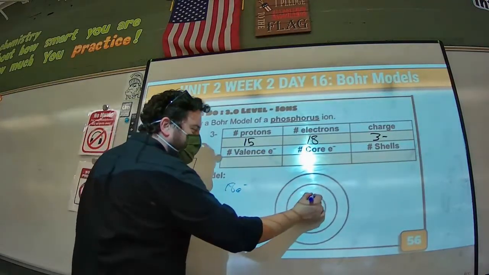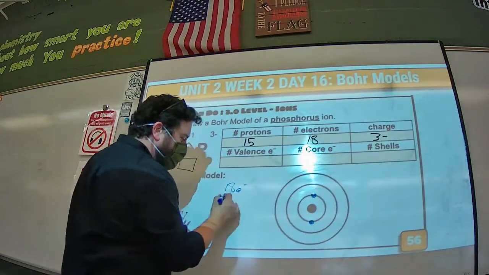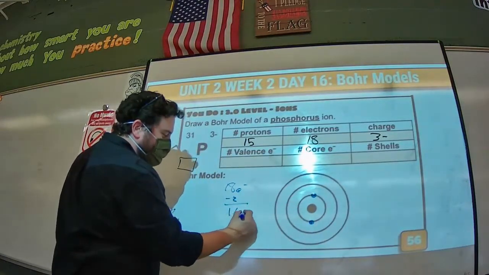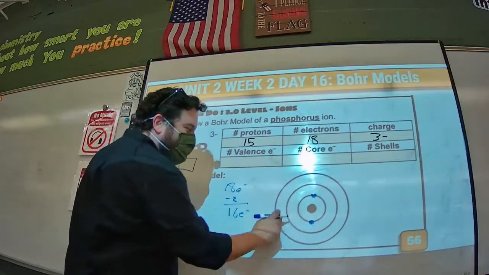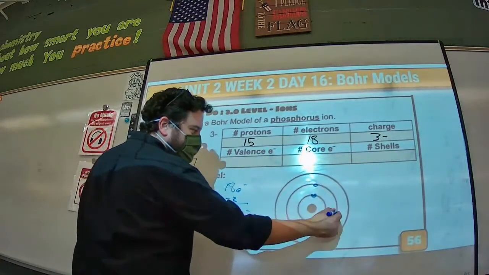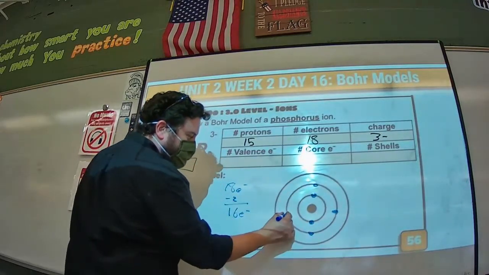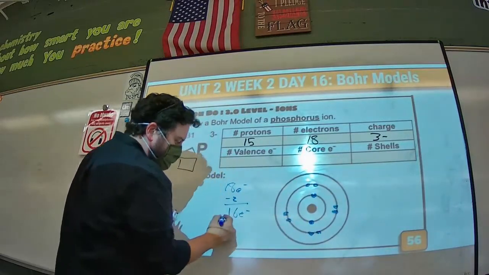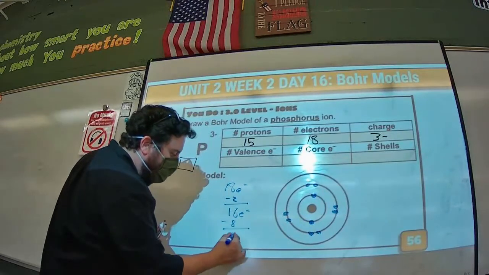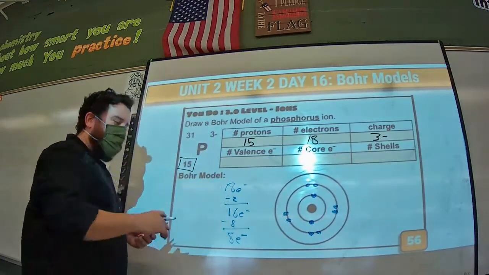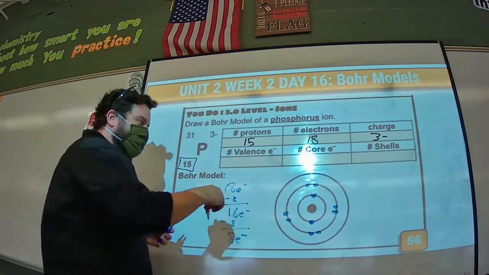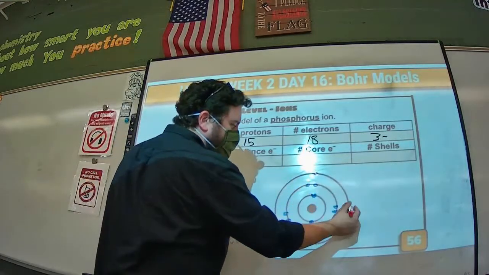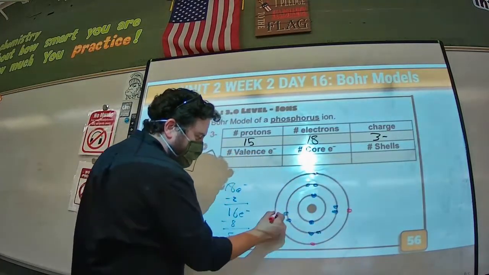2 can go in the first shell. Always 2 in the first shell. That means we have 16 electrons left. 8 of them can fit in the second shell, and only 8. So we take away 8. That means we have 8 electrons left for the third shell. The third shell can hold 18. That means all 8 can be drawn in this shell.